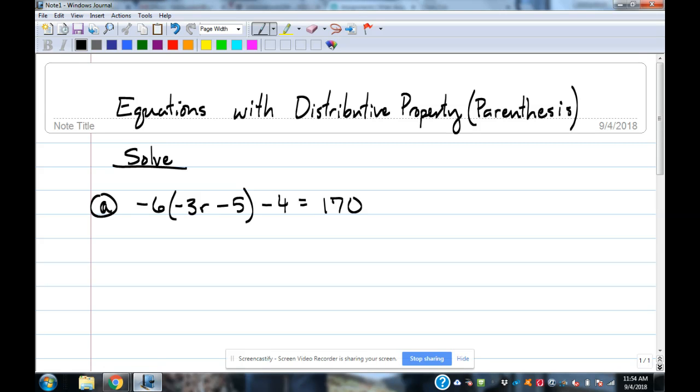And that's distributive property. What operation does distributive property do? What does the -6 do to everything on the inside? Multiplies, yeah, times. Okay, so when you distribute, you're distributing the number that's in front and its sign to everything on the inside of the parentheses. So it's -6 times -3R, which would be +18R. And then we're saying -6 times the -5. -6 times -5 is +30.